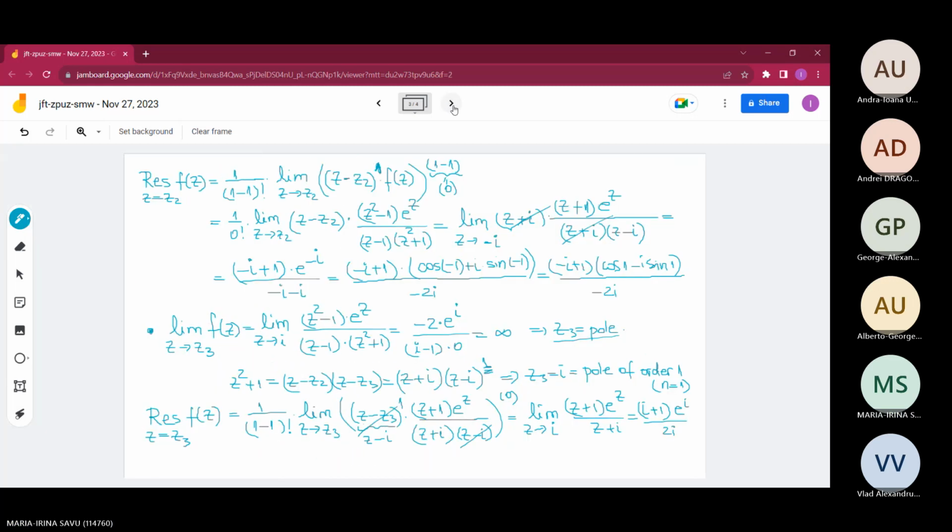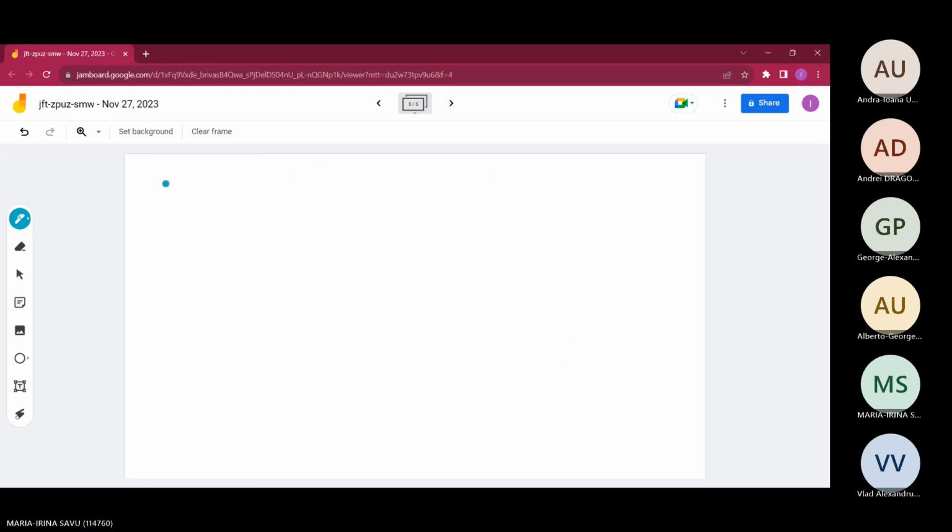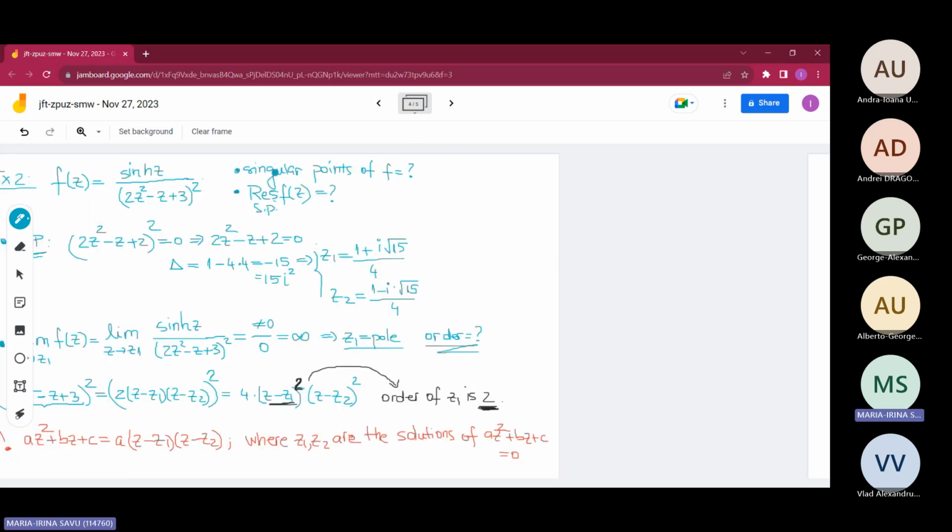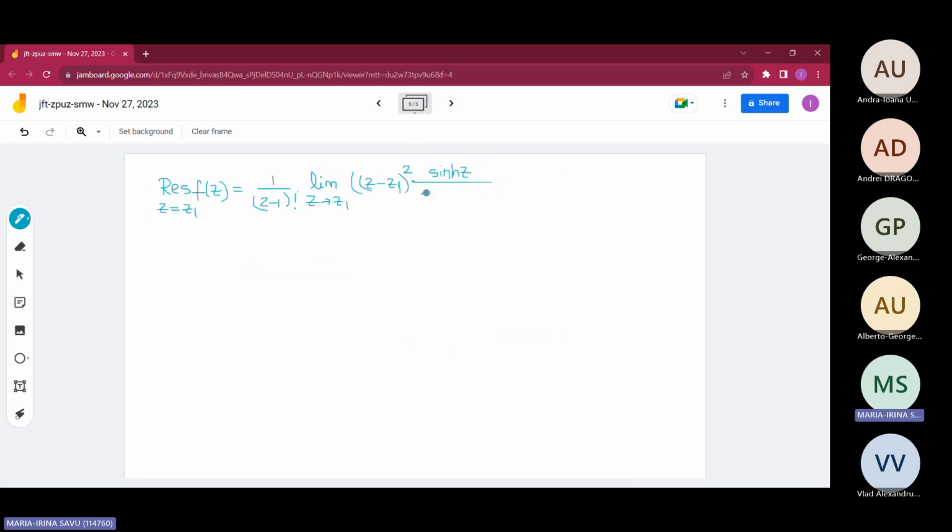So let's see how we apply this formula. We have that the residue of the function f at the point z1 is 1 over (2 minus 1) factorial times the derivative of (z minus the pole) to the power n, which is the order, which is 2, times the function f of z, which is hyperbolic sine of z over this expression squared, and the order of the derivative will be 2 minus 1.